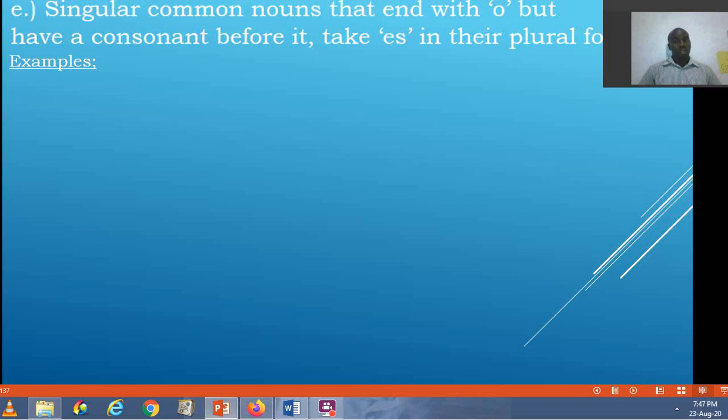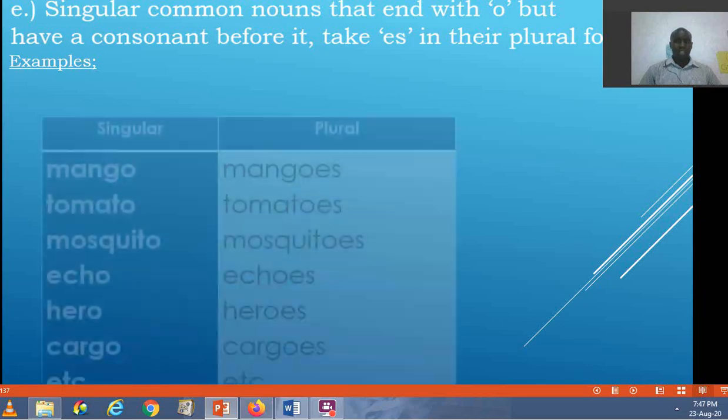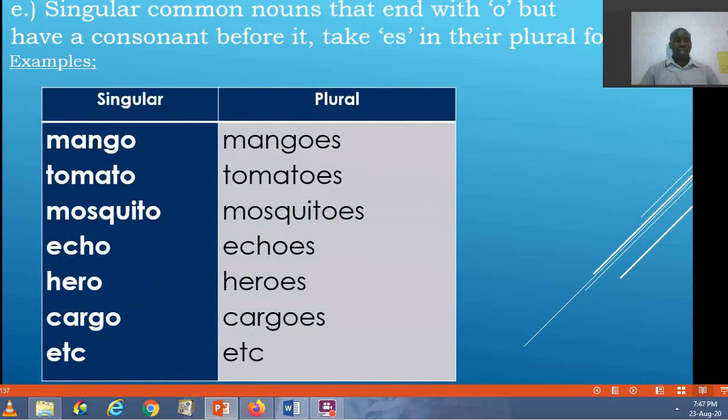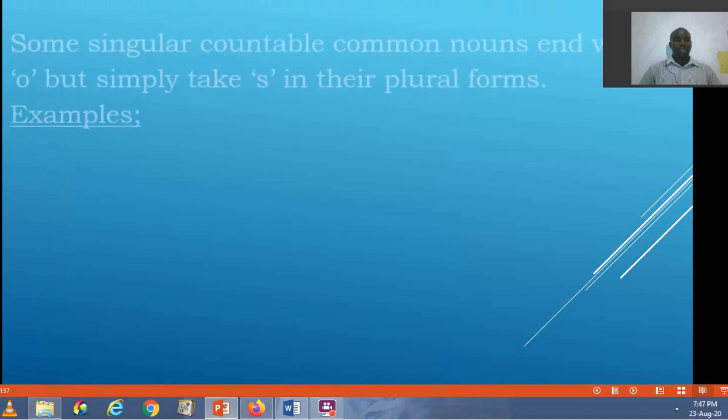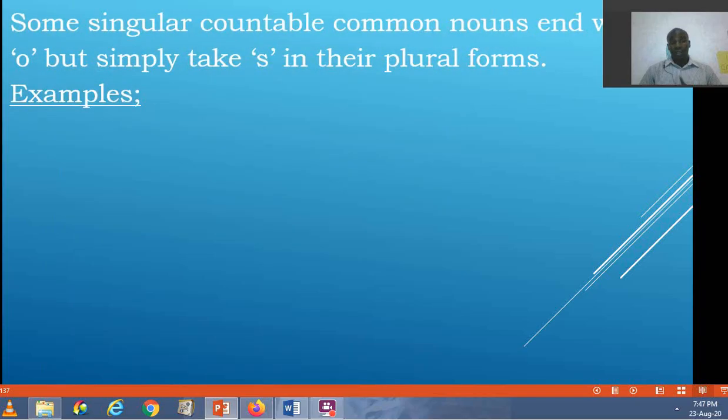But you have to be observant because not all of them fall in this category. Not all of them. So let us look at those ones. Example: look at the word mango, mangoes; tomato, tomatoes; mosquito, mosquitoes; echo, echoes; hero, heroes; cargo, cargoes. Those are goods. And very many others.